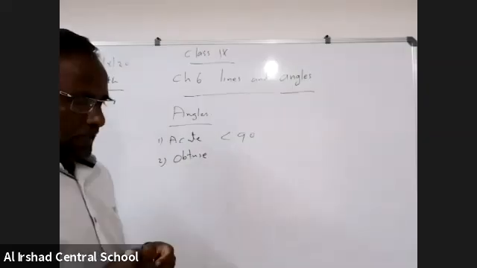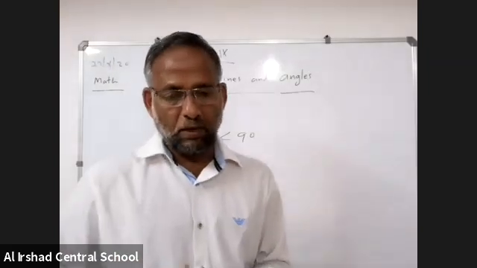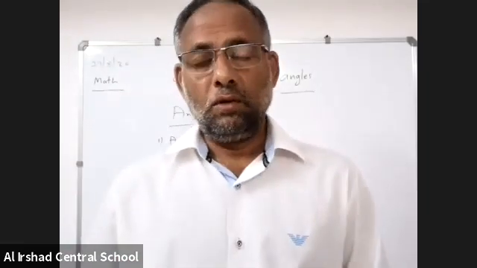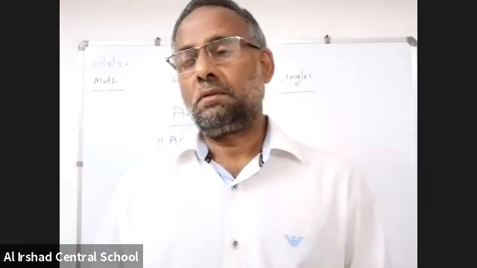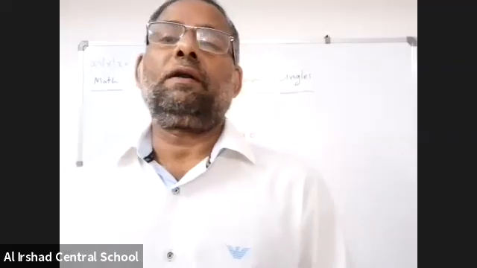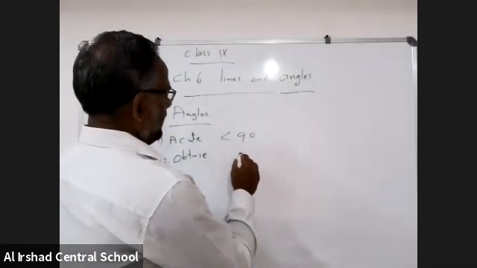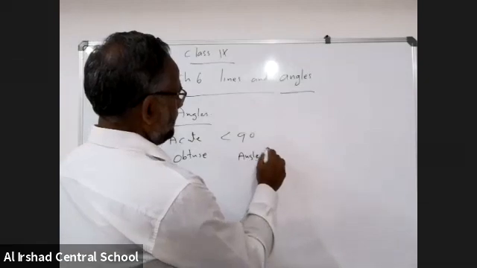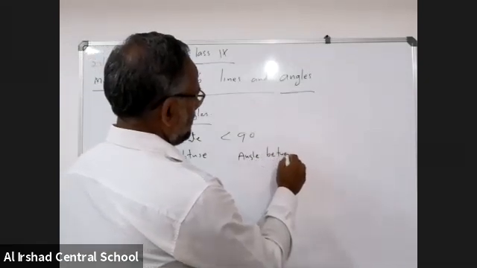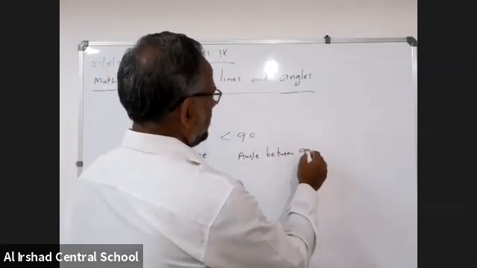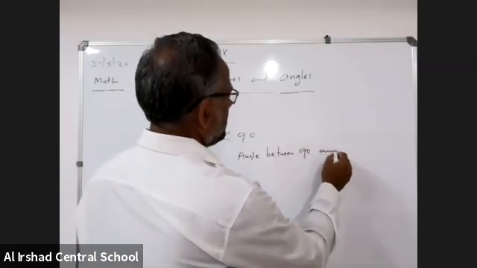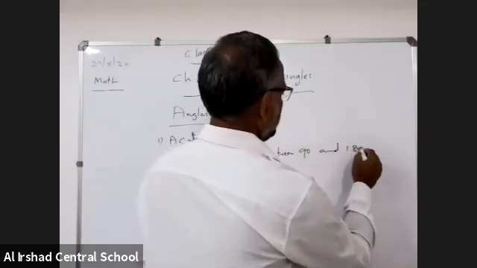Now, what is an obtuse angle? More than 90 degree. More than 90 degree means only half correct. What about 185? Do you think it is obtuse? Between 90 degree and 180 degree. That way you have to say. Angle between 90 degree and 180 degree.